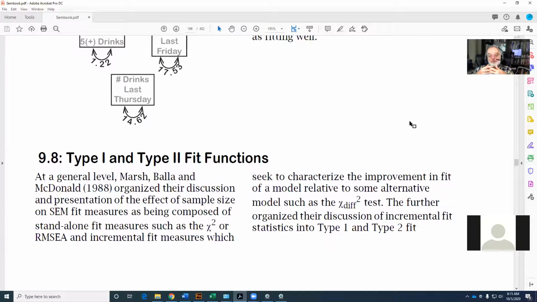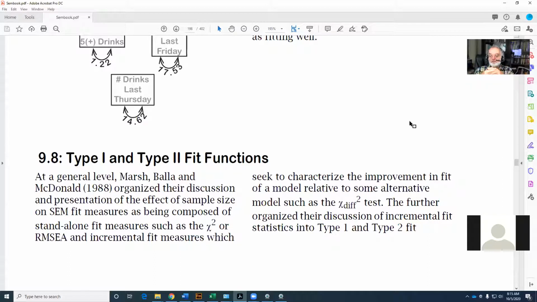So in terms of our geography, we're going to be talking about 3 things now. There's type 1 fit functions, type 2 fit functions, and there will be information criteria. And a review of these will be the object of our discussion.